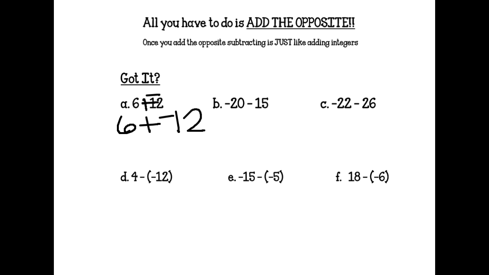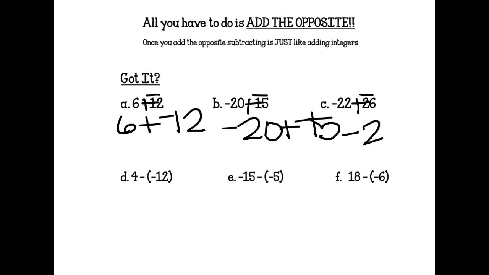Here I have negative 20 minus 15. I add its opposite. So I now have negative 20 plus negative 15. Here I have negative 22 minus 26. I add the opposite, and I get negative 22 plus negative 26.